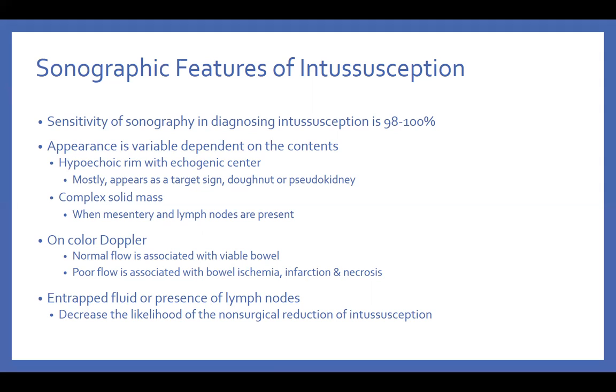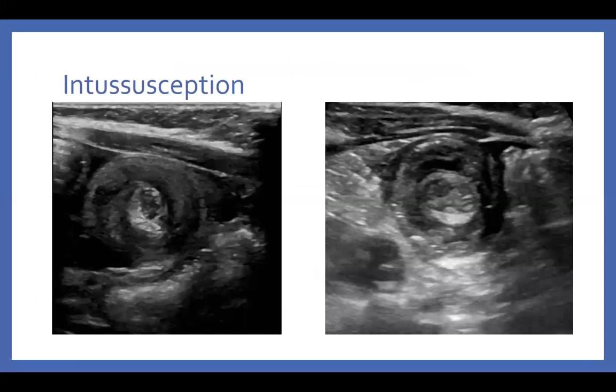On color Doppler, normal flow should be seen with viable bowel, as I said earlier. Poor flow or absence of flow can be associated with bowel ischemia, infarction, and necrosis. Also, the presence of lymph nodes and entrapped fluid has been explained in the literature as decreasing the likelihood of non-surgical reduction of intussusception. It's not always the case, but it has been discussed and presented in the literature.